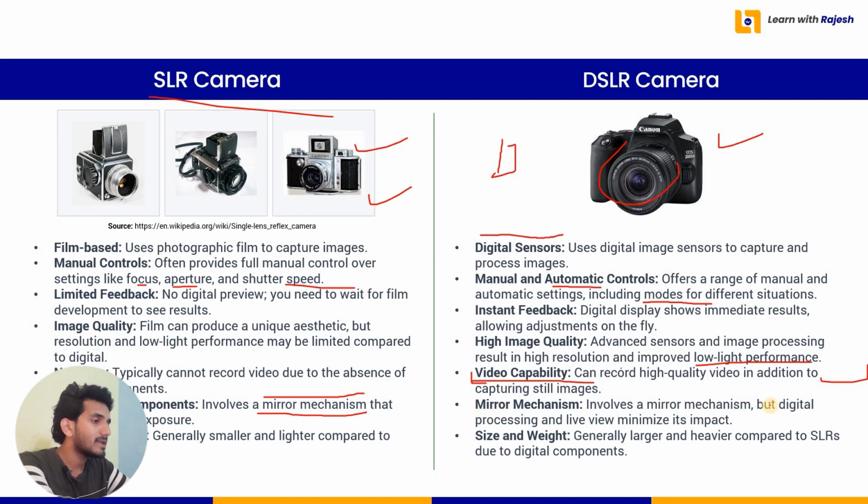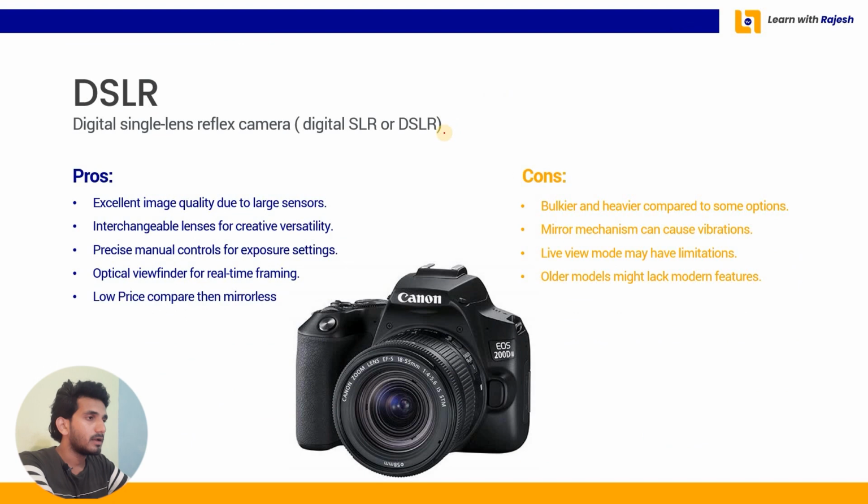And in the mirror mechanism, there is also a mirror involved, but digital processing and the live view maximize its impact. And if you talk about the size and weight, it is generally larger and heavier compared to the SLR due to the digital components. So if we are talking about size and weight, the SLR is lower than the DSLR. So now you understand the DSLR and the SLR.